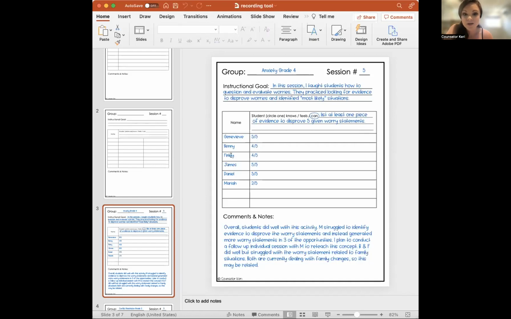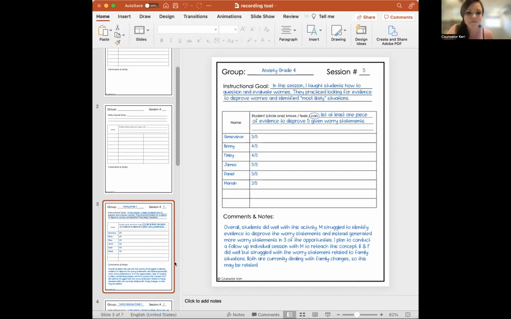Now, I also think it's really important. These two, Benny and Finley, they both struggled with statements that were related to family situations, but we know them and they're whole people that aren't just defined by numbers, so that's something that might be a struggle for them because of things that are going on outside of the group and at home. So it's just good information to have.